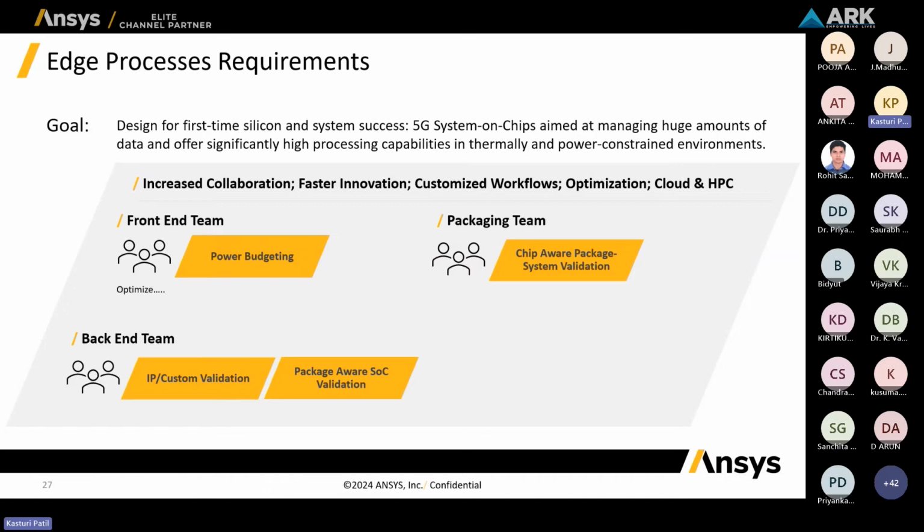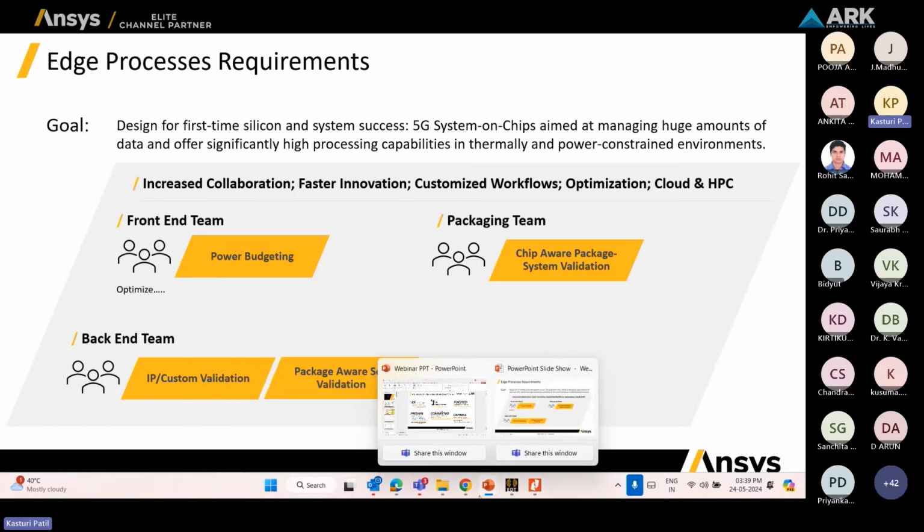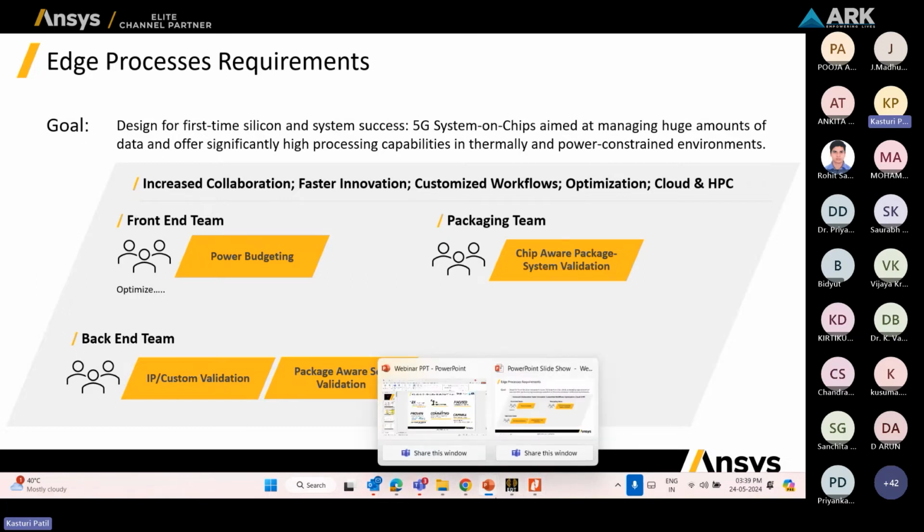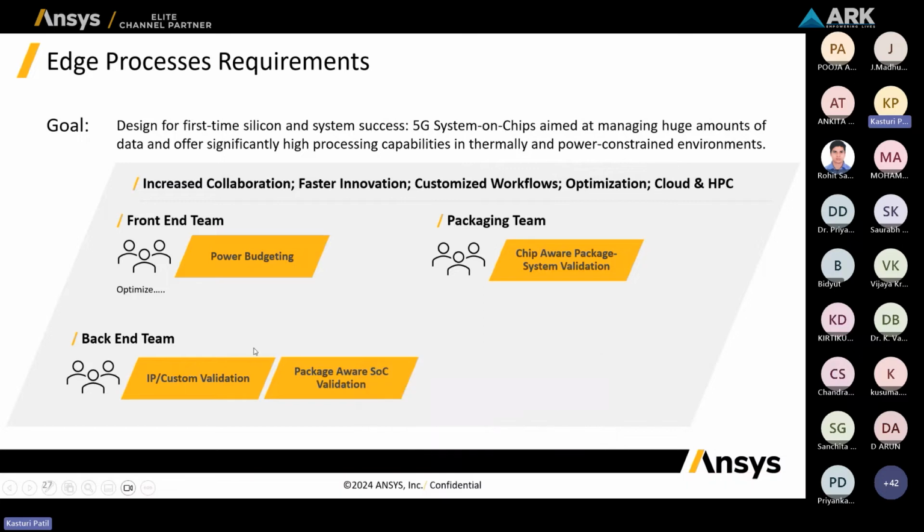Now the edge processing requirements. Edge processor plays a crucial role in 5G technology. It enables faster data processing and reduces latency by bringing computational capability. So these processors are deployed at the edge of the network, near end user devices like IoT devices, allowing for quicker decision making and improved overall network performance. So in this edge processing requirement, we have three teams: front end team, back end team, and packaging team.